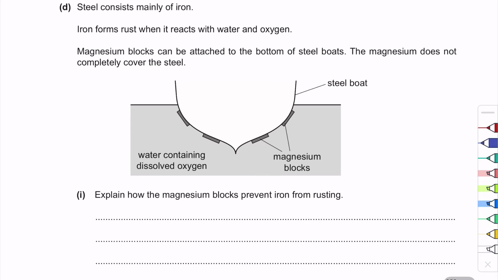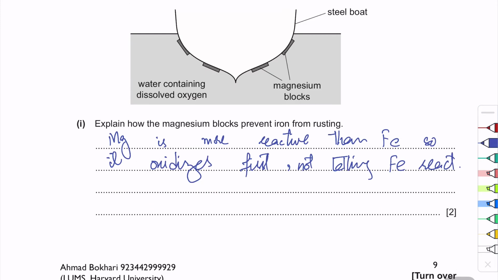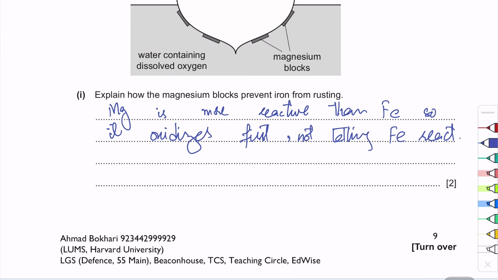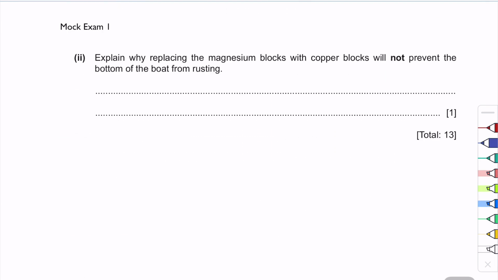So how do the magnesium blocks prevent rusting? First of all, the point we have to make is that magnesium is more reactive than iron. So it oxidizes first, it reacts first, not letting iron react. Okay, and if you don't want to write first, you can also say that it oxidizes more easily, takes less energy to do that, any of those things. Okay, so all of that will be clear.